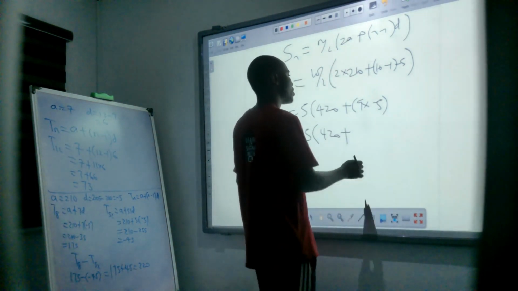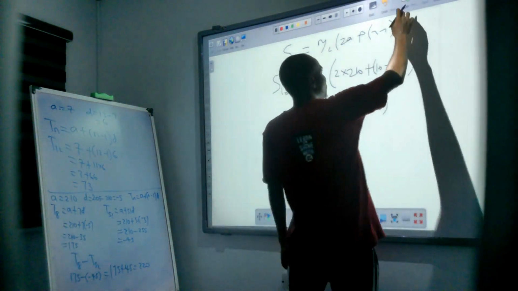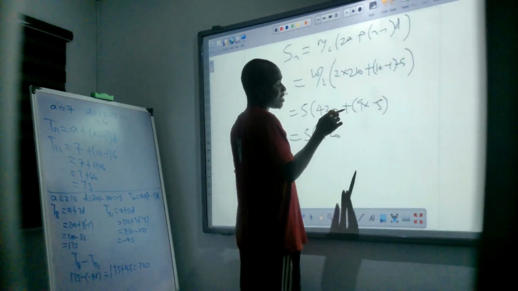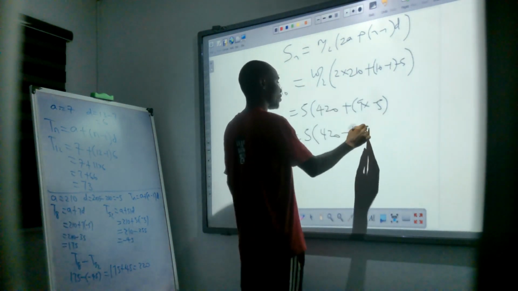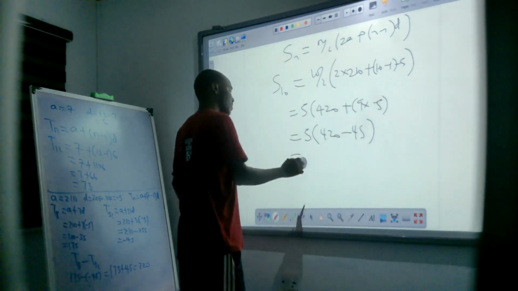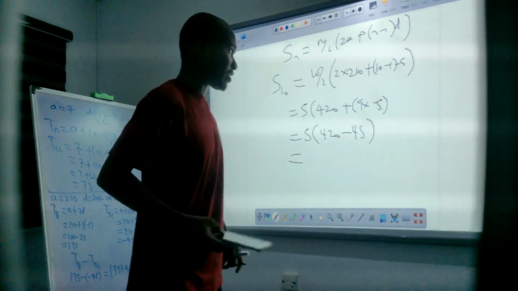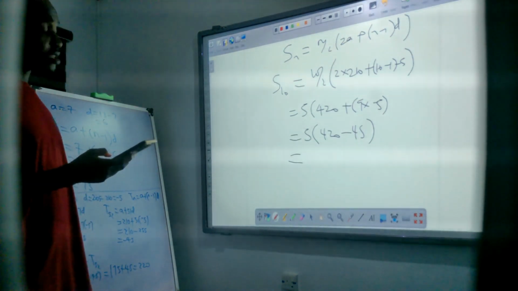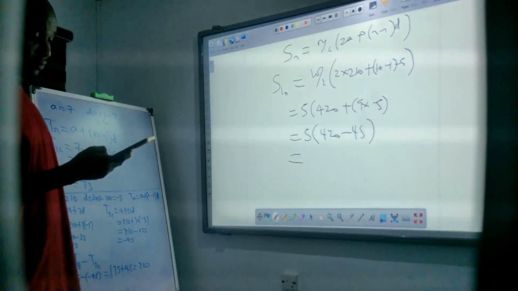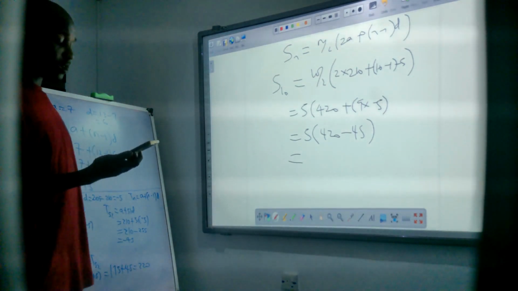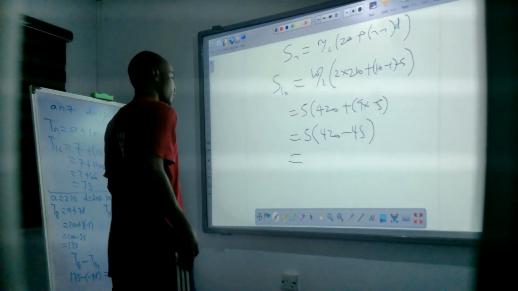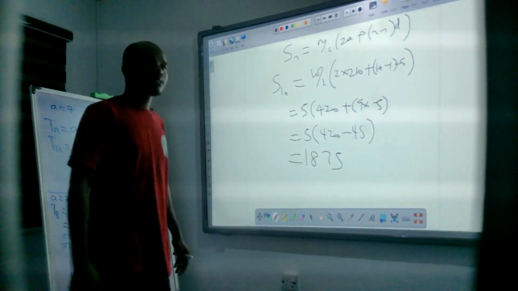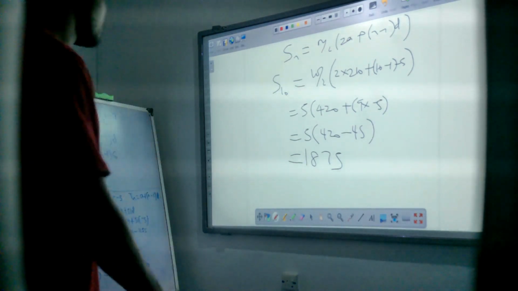So we have 5 times 420 plus 9 times, no, that would not be plus, that should be minus. So that would be 5 times 9 times minus 5 is minus 45. What is now 5 times 420 minus 45? 420 minus 45 gives 375. So 375 times 5 gives 1,875. So our sum of that is 1,875.